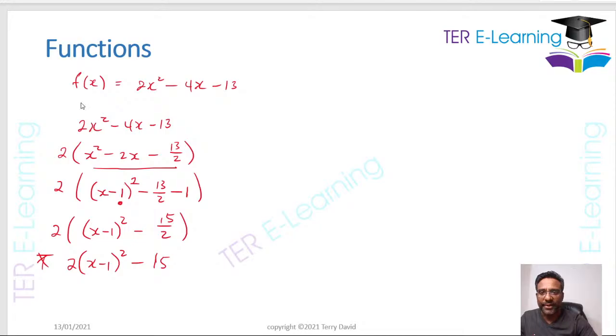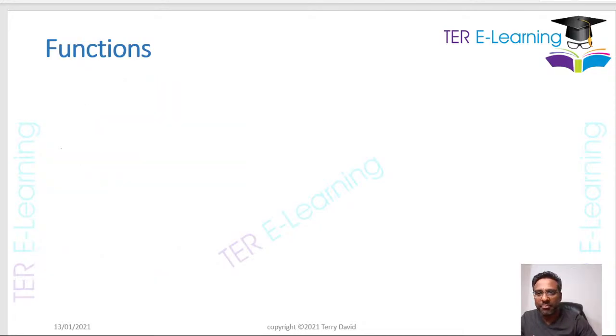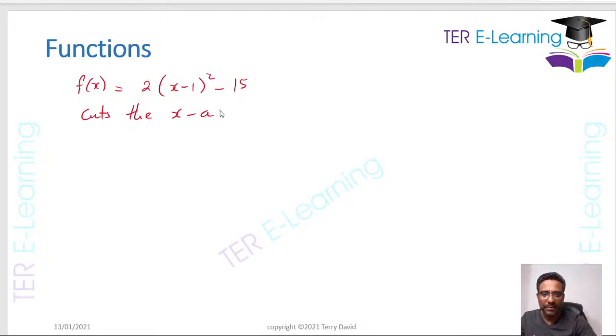In order to do that, f of x is equal to 2 open brackets x minus 1 squared minus 15. Now that's the advantage of using this method. This is what we call completing the square. To find where your graph cuts the x-axis, what you need to do is put f of x equal to 0. That's where my graph is going to cut my x-axis.